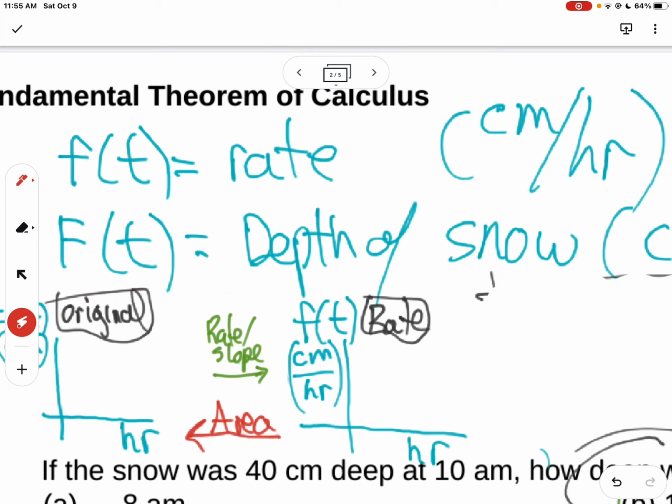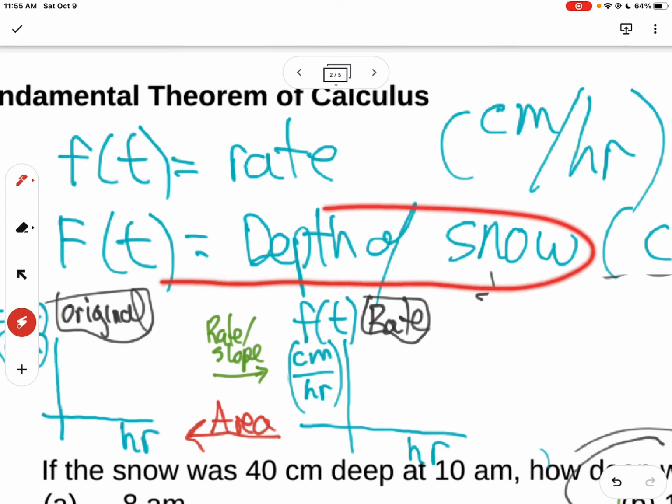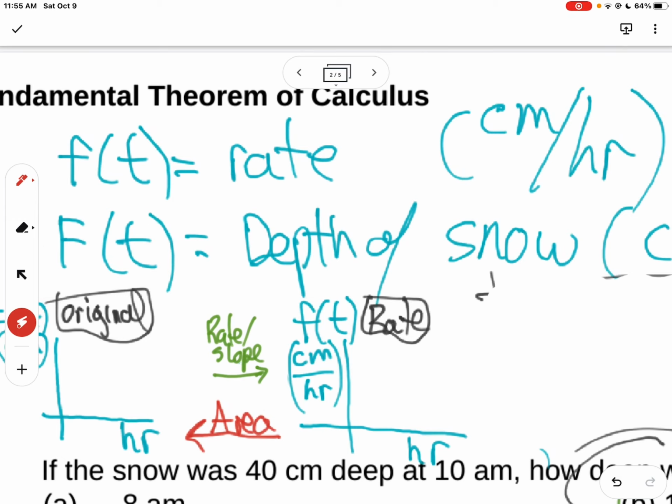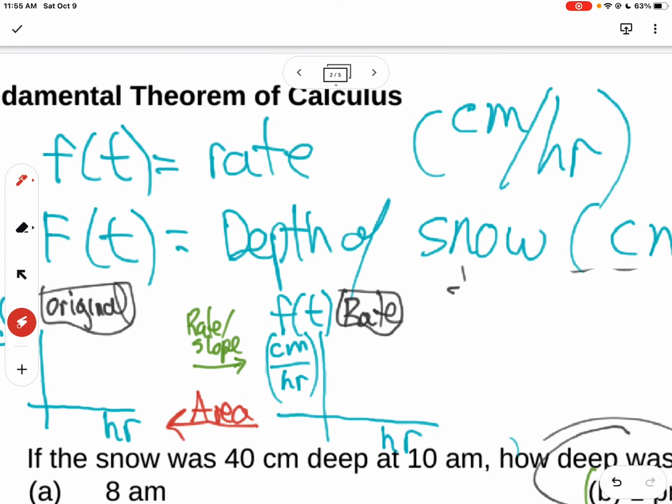Now, a good question that people have had as we've worked through some of the stuff is, is this the accumulation function? Actually, it's not. This actually tells you how deep the snow is. It doesn't say how much is accumulated. So when I have a rate function, but I also have, for example, an initial value of depth, then I can get the overall original function. You're going to see as we work through it.